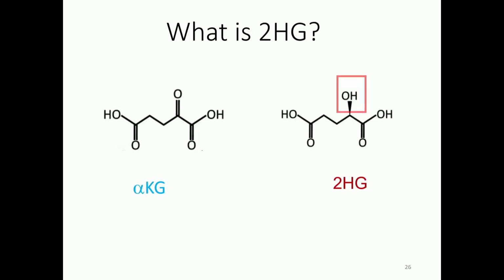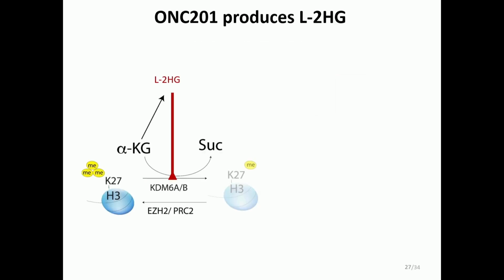So what is 2-HG? Here is the structure of alpha-ketoglutarate, and here is the structure of 2-HG. You can see that they only differ in this hydroxyl group. So 2-HG is very structurally similar to alpha-KG, and what it can do is inhibit alpha-KG functions. 2-HG comes in 2 flavors: the D isoform, which is seen in IDH mutant tumors that I'm not going to talk about, and the L isoform. What we detected is that the L isoform was being made in these tumors, and because of its structural similarity to alpha-KG, it can inhibit this eraser and cause this increase in trimethylation.